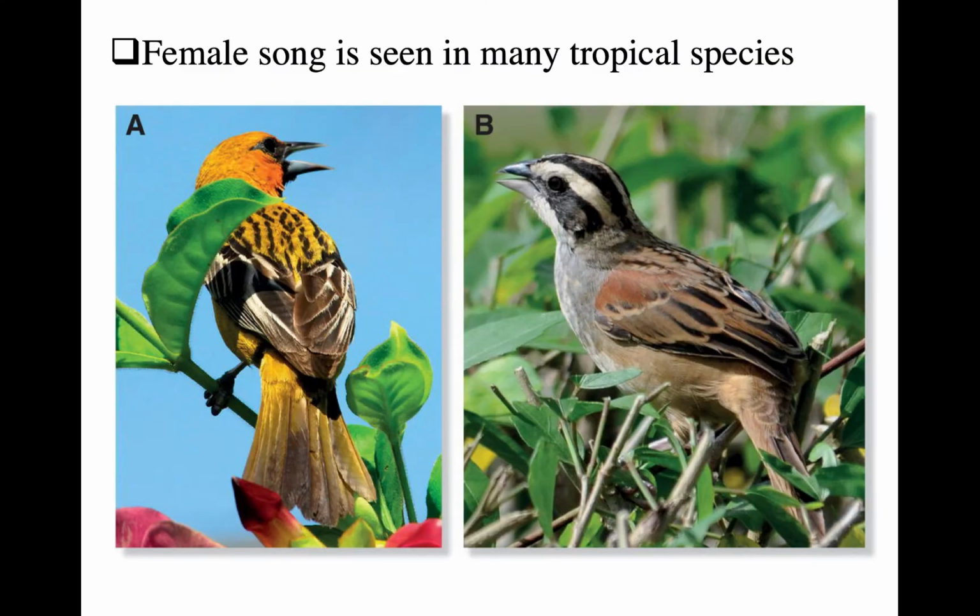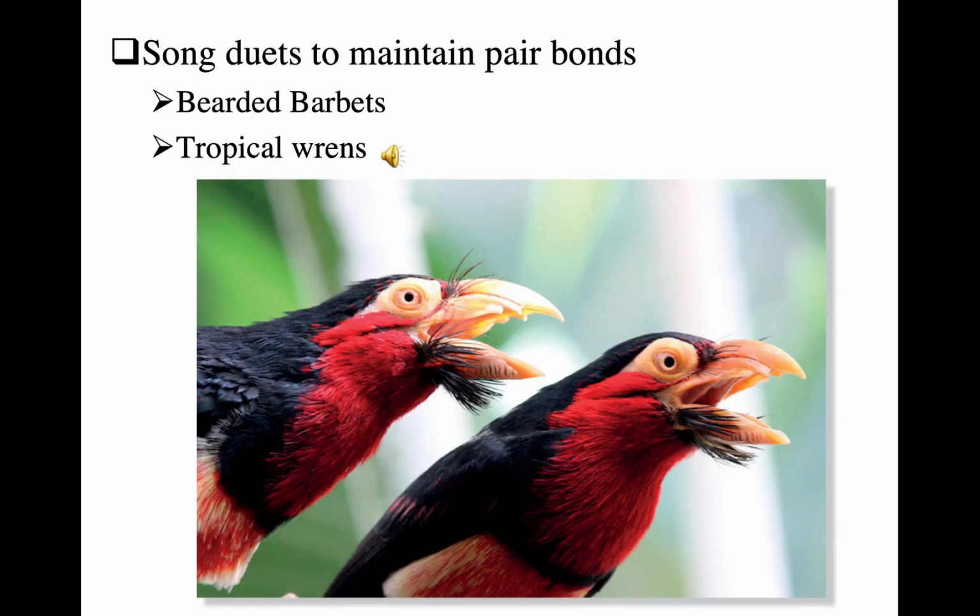So I mentioned male song is the rule, generally the rule in temperate zone species, and females rarely sing. But in tropical species, female song is more likely to occur. And in some cases, there is even duetting seen in pair bonds to both maintain the pair bond and also to establish the pair bond initially. So these are two bearded barbets. You can see that they're cooperating in a duet.